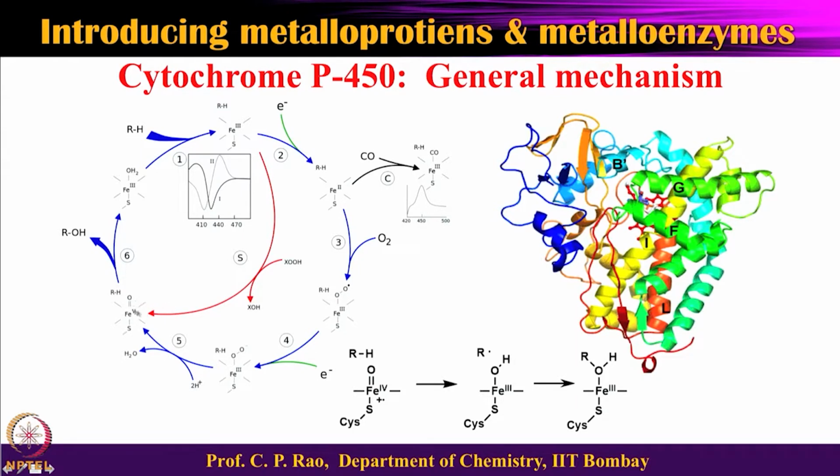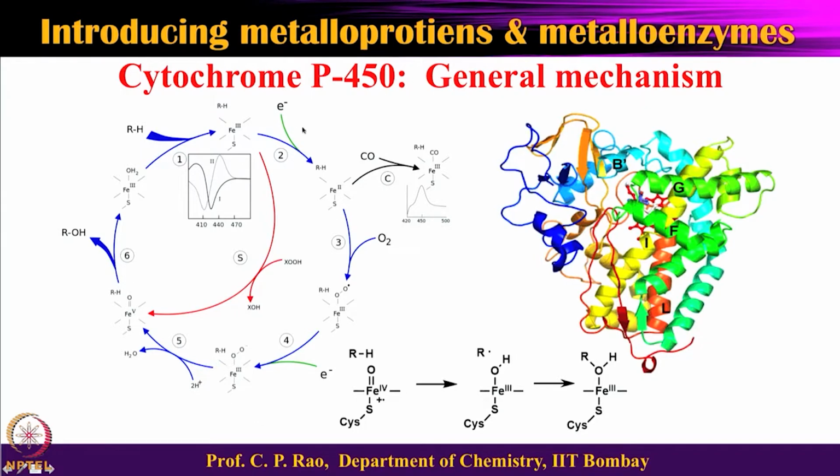This becomes a ferryl oxo species. This oxo species is a very active species. It will immediately add to the substrate, RH becomes ROH, and then it returns back. In all this, the steps from here are very fast. So, this part and this part are very fast.